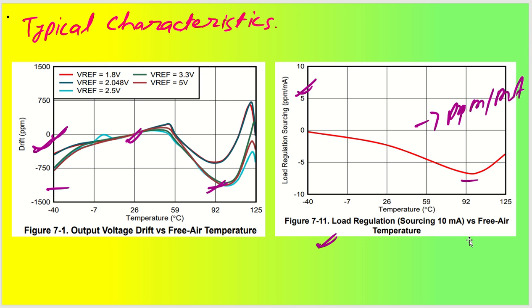Which is very less. It's not a problem at all. Up to 125 degrees centigrade it has less than plus minus 4 ppm or something like that.